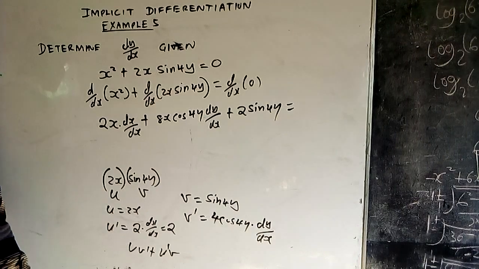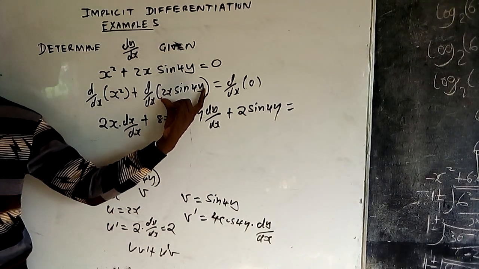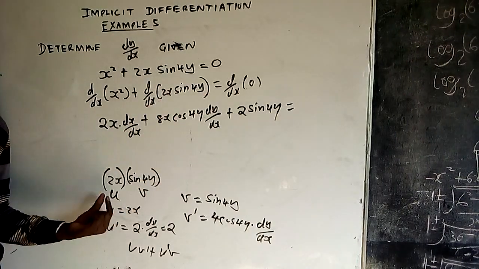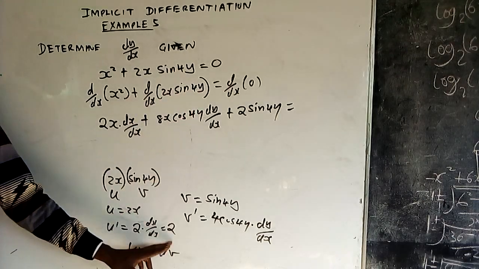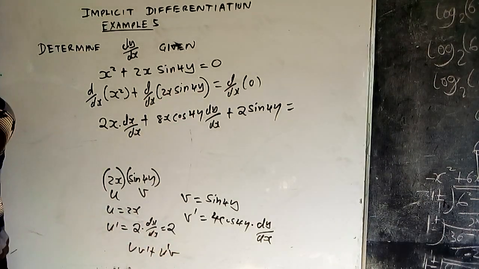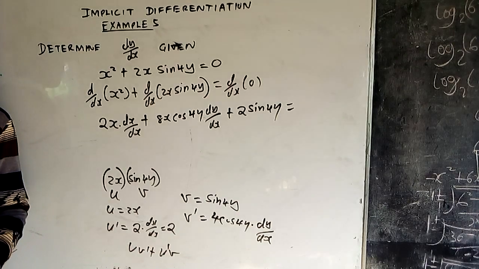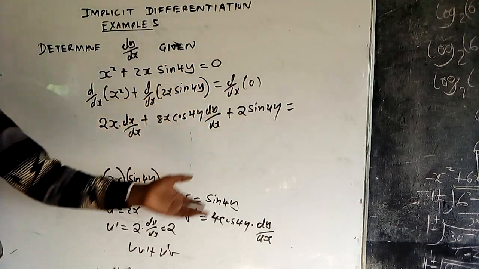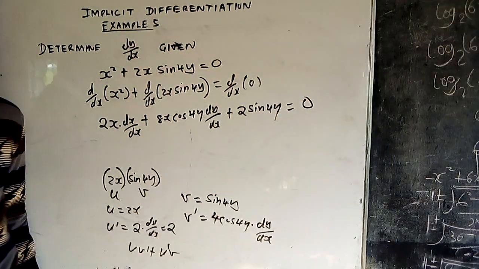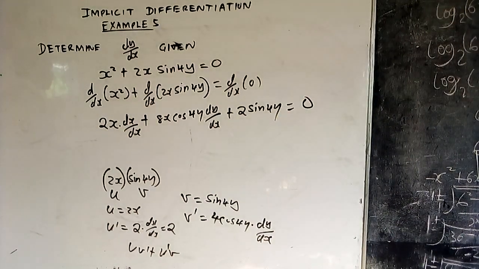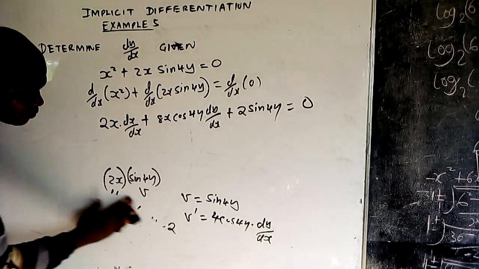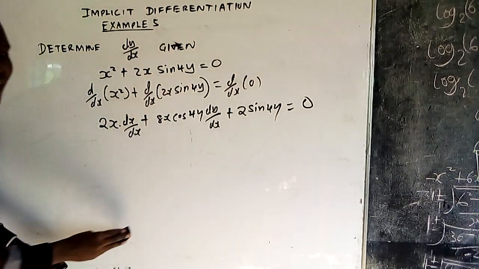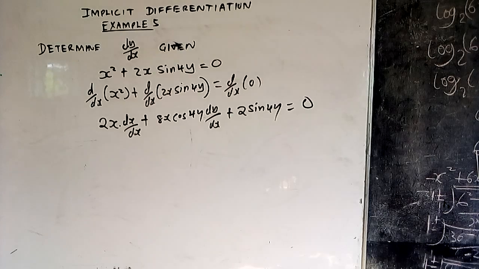So you see what you've done? You've applied the product rule, a product of u and v. And while applying the product rule, you've used implicit differentiation in that rule. Are we together? Then in the end, when you differentiate a constant, you get 0. Anytime you differentiate a constant, you get 0. Are we together? Then you now go and simplify.